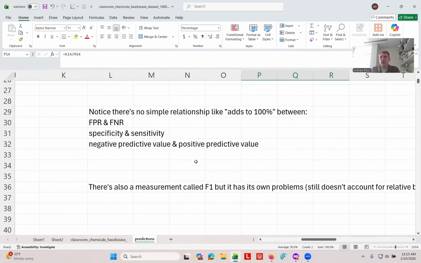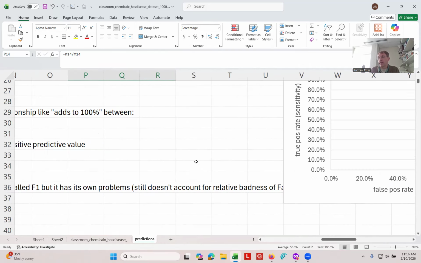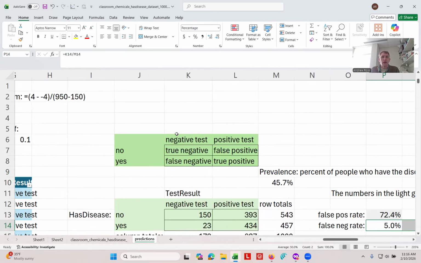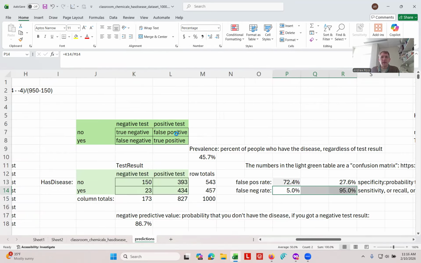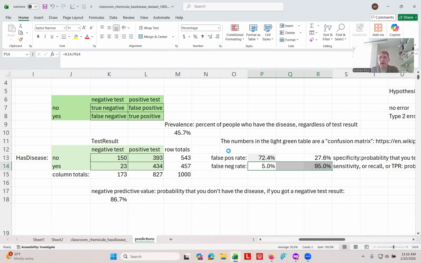There's another measurement called F1, but it has its own problems. It doesn't account for the relative badness of false positives and false negatives, for example. So when we're doing all this, there's all these different ways to measure the results that we just talked about. We should keep in mind what are the consequences of a false positive? What are the consequences of a false negative?